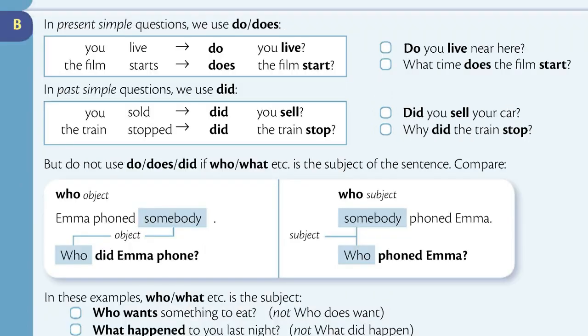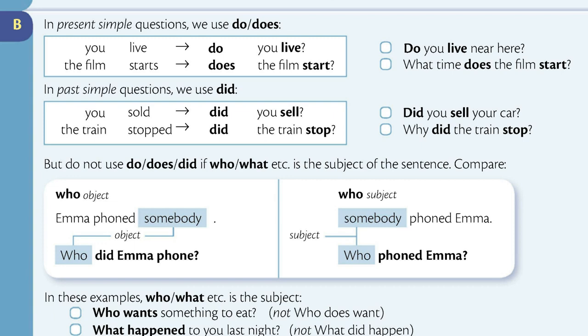Section B. In present simple questions, we use do or does. Do you live near here? What time does the film start? In past simple questions, we use did. Did you sell your car? Why did the train stop?